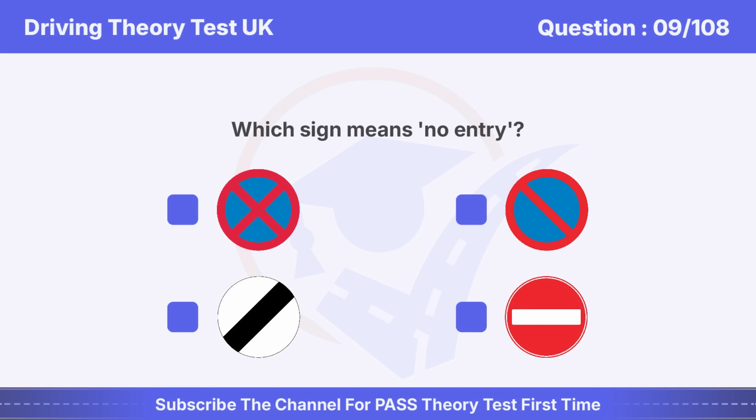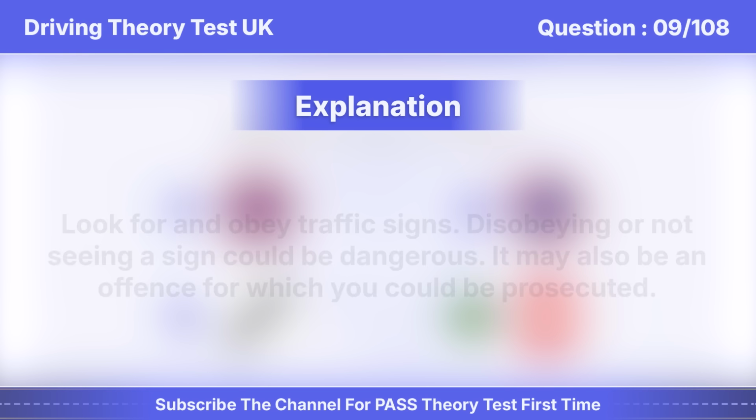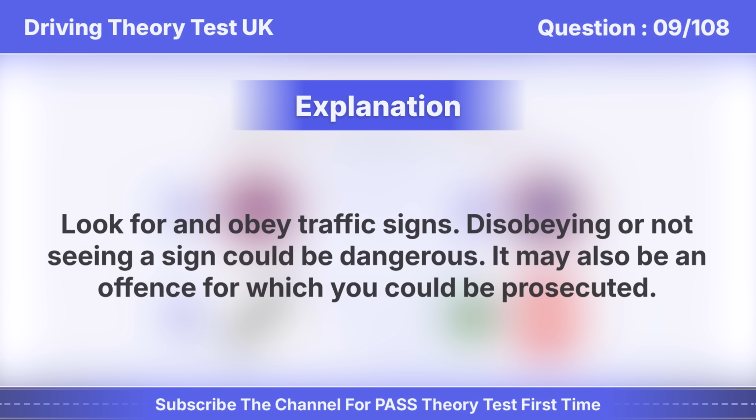Question 9. Which sign means no entry? Answer is D. Look for and obey traffic signs. Disobeying or not seeing a sign could be dangerous. It may also be an offense for which you could be prosecuted.